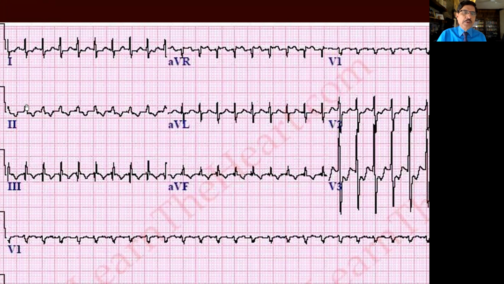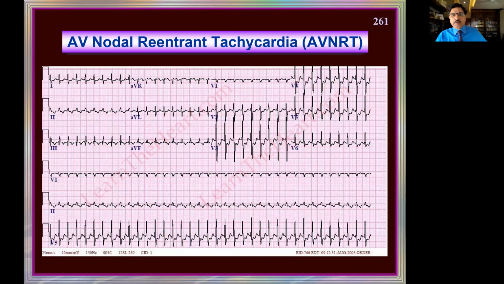So around 220, 230. The QRS complexes are narrow, and there is no widening of the QRS. This one, it's a run of PVC. You can see a run of PVC, and the P waves sometimes are merged in the QRS, sometimes they may be visible after the QRS. Okay, so that is how the AV nodal reentry looks.